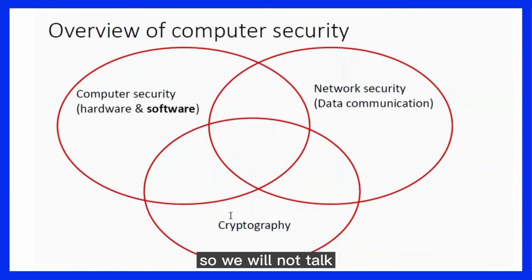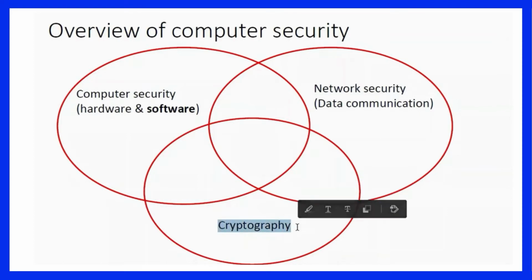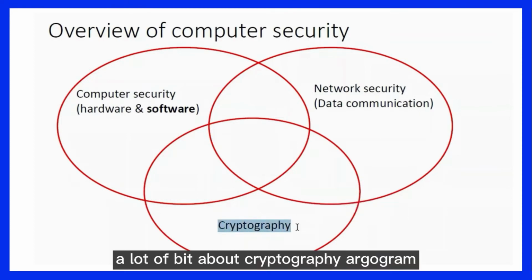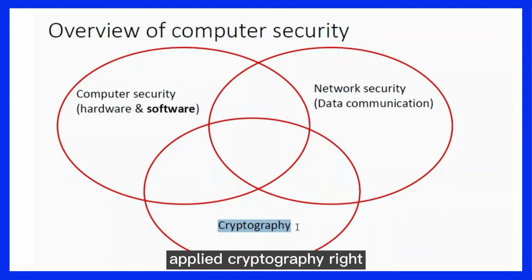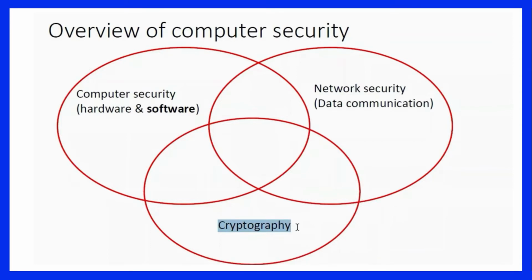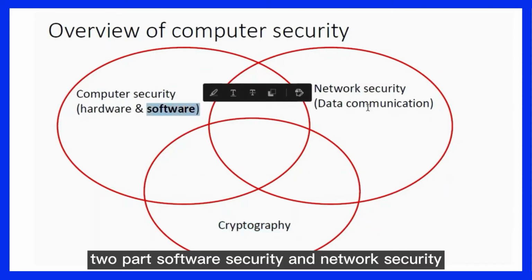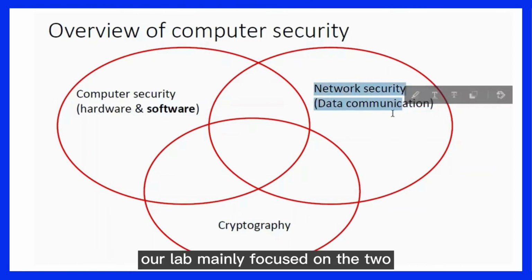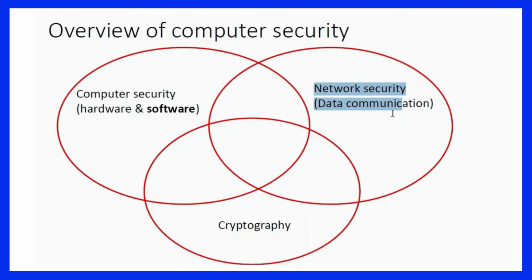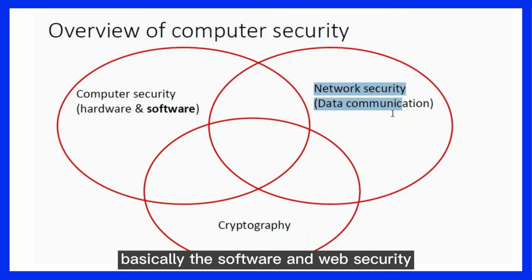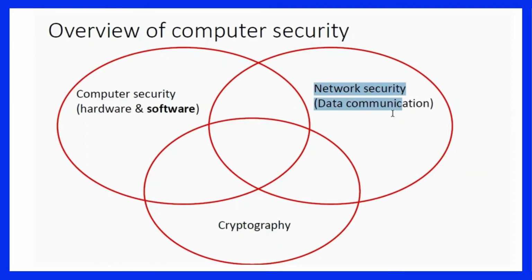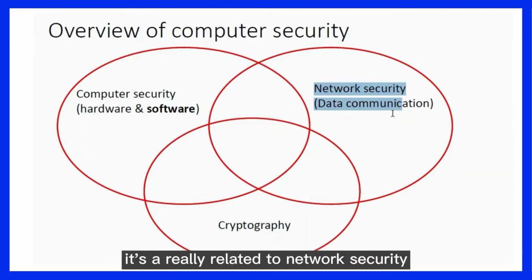So we will only talk a little bit about cryptography algorithms, because you already took applied cryptography, right? We mainly focus on two parts, software security and network security. Our lab mainly focuses on the two. The first lab, SQL injection, is basically software and web security, but it's really related to network security.